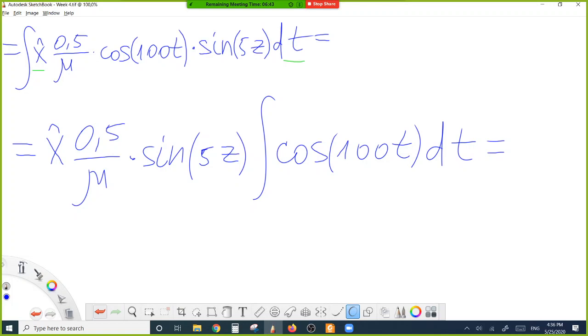Okay, look. Now we are dealing with t. Yes, now we are dealing with t. In terms of t, cosine 100t is not constant. Sine 5z is constant in terms of t. Before we worked with z, that's why in terms of z, cosine 100t was constant.